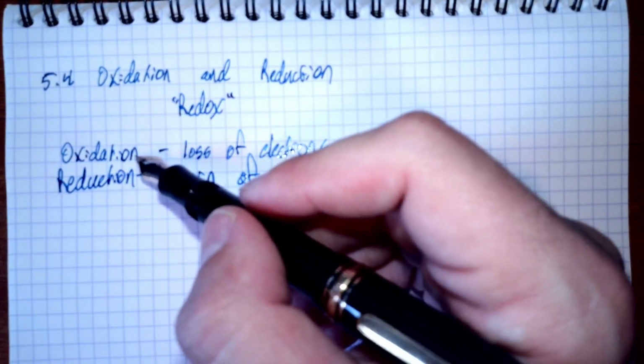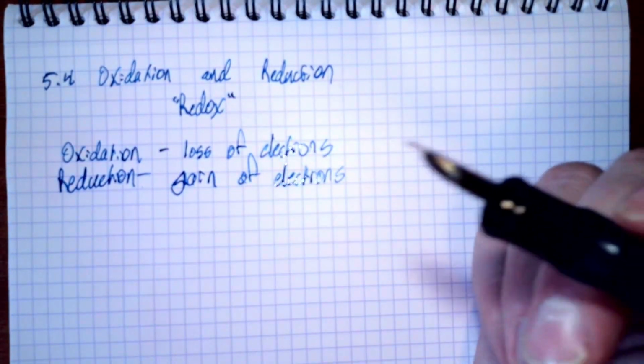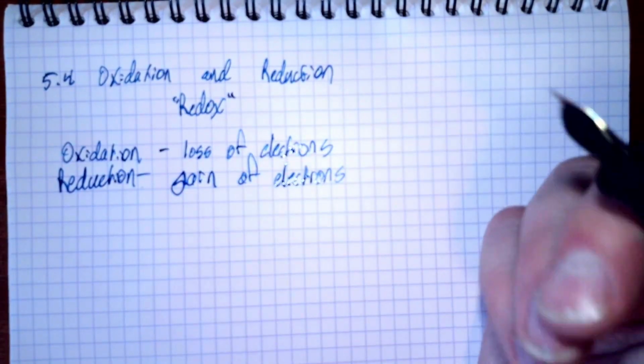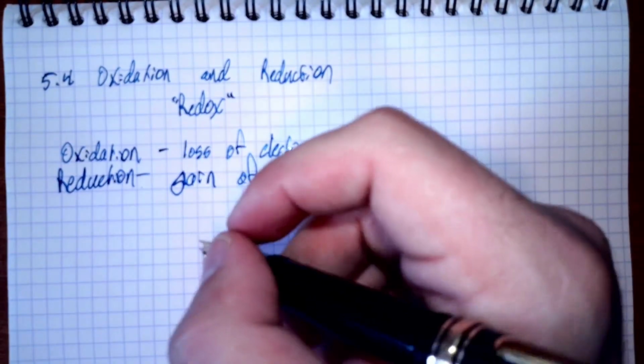Now, I say they always occur together. When we have an oxidation reaction, where do the electrons go? They go to supply the reduction. Where does the reduction reaction get its electrons? They come from the oxidation. So they always occur together.